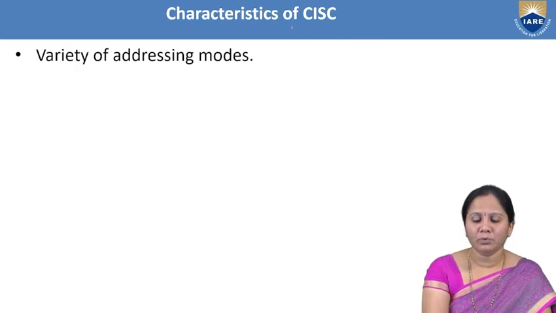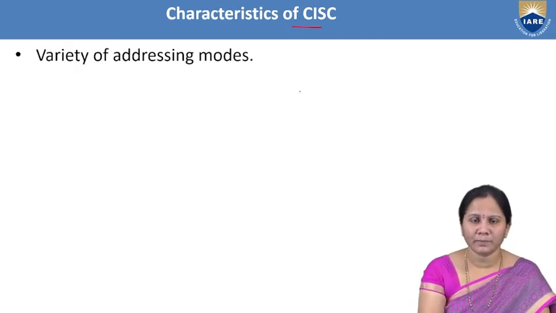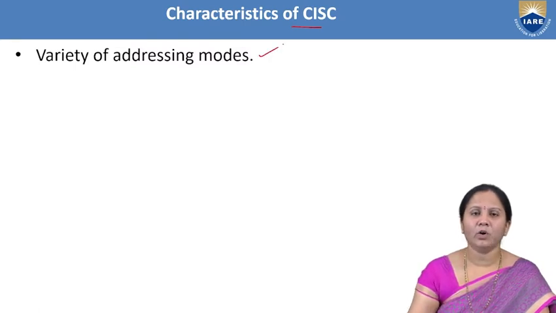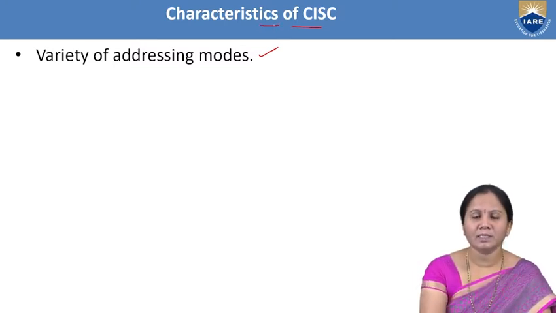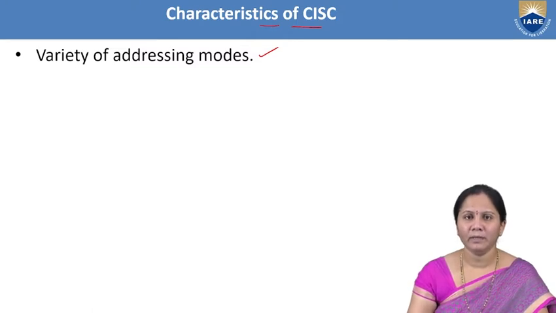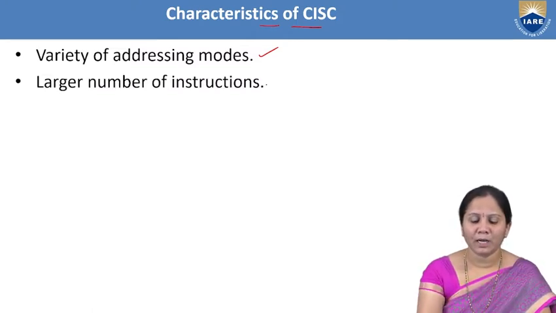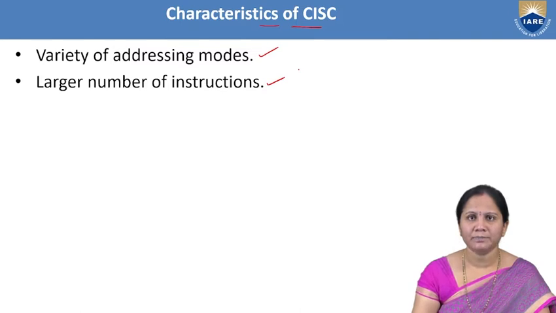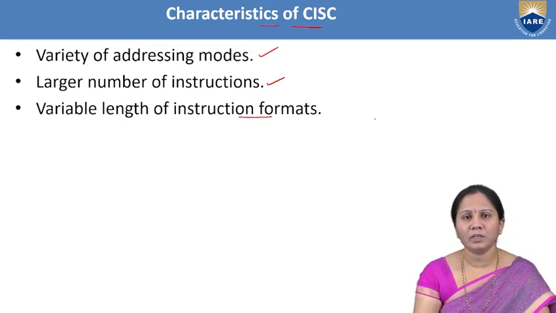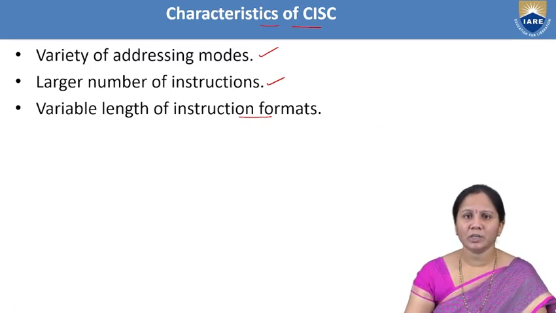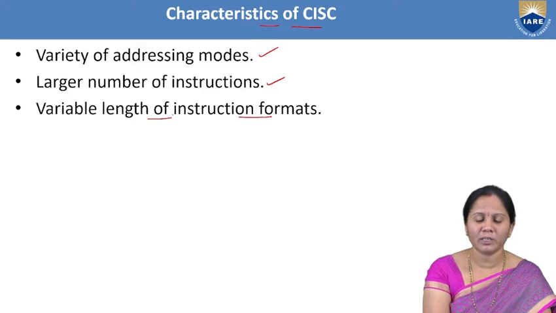Now, coming to the characteristics of CISC. It has a variety of addressing modes. In RISC, only simple addressing modes are there, but here in CISC, a variety of addressing modes are available. It has a large number of instructions, and so it has variable length instruction formats. Whereas in reduced instruction set computing, it has fixed length instruction formats. But here the instruction formats are variable.